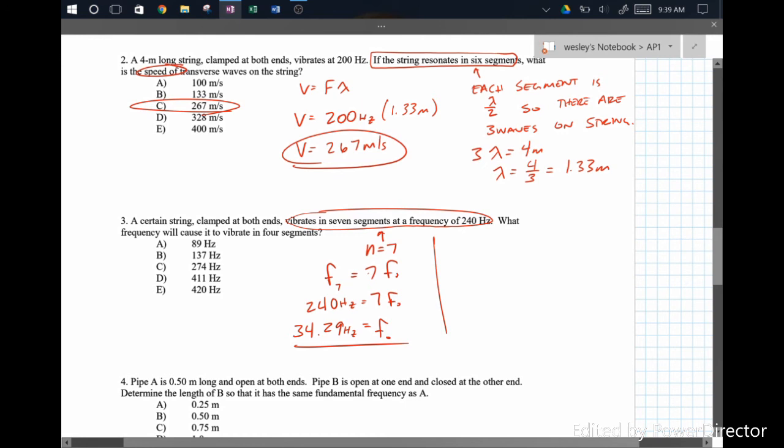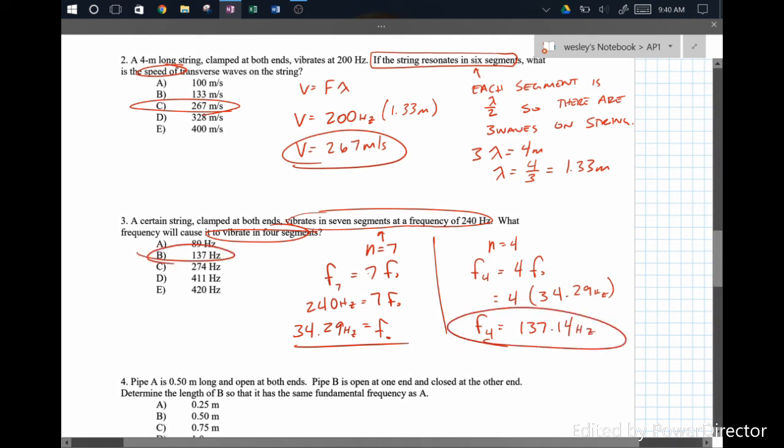And they're asking about what's going on when we vibrate in 4 segments. Well, that's n equals 4. So the frequency at 4 is 4 times the fundamental frequency. So 4 times 34.29 hertz. That makes the frequency with 4 segments, or on the 4th harmonic, 137.14 hertz. So closest to 137 hertz.